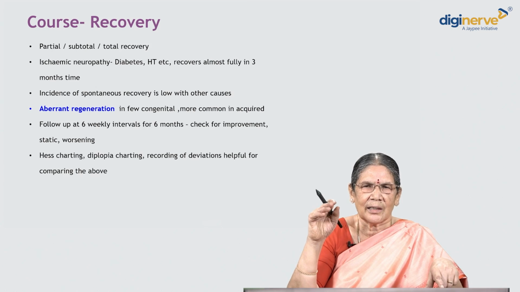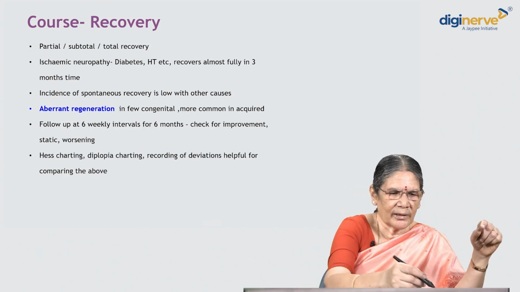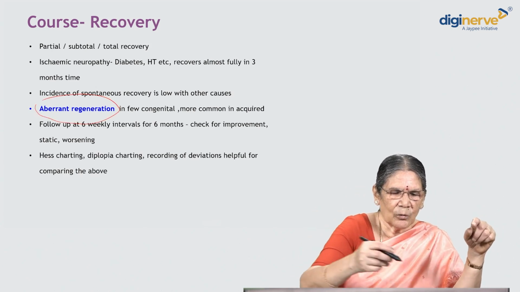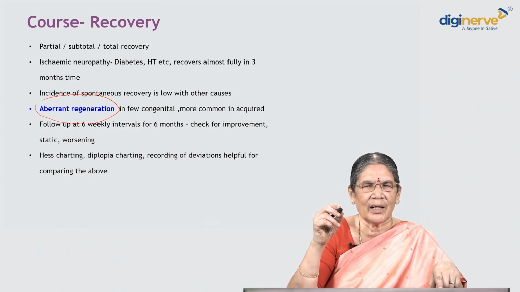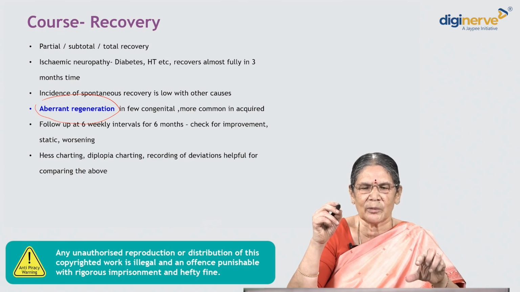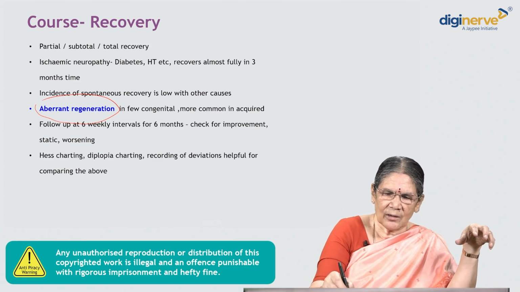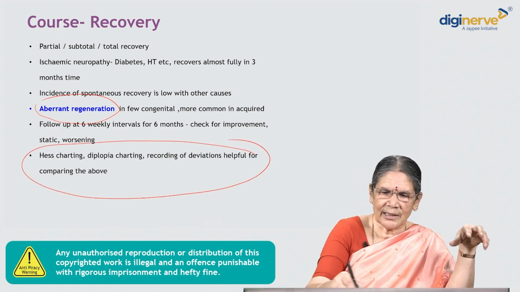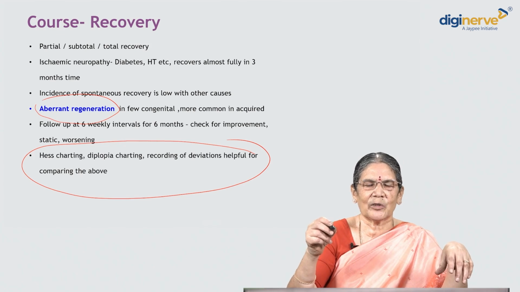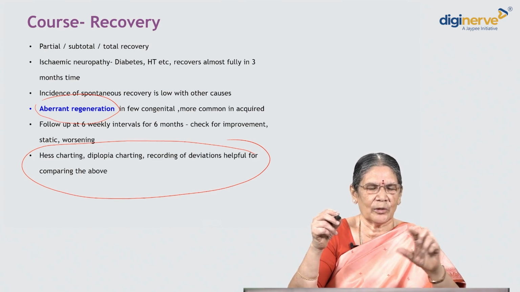And in congenital and other causes, recovery is very low, and during follow up you have to see. The follow up should be at least every month, 4 to 6 weekly, at least for 6 months; you should give them time for the improvement. And during that, all these things, as we discussed under evaluation of paralytic strabismus, will help us in assessing the improvement or status, whether they are going down or improving.